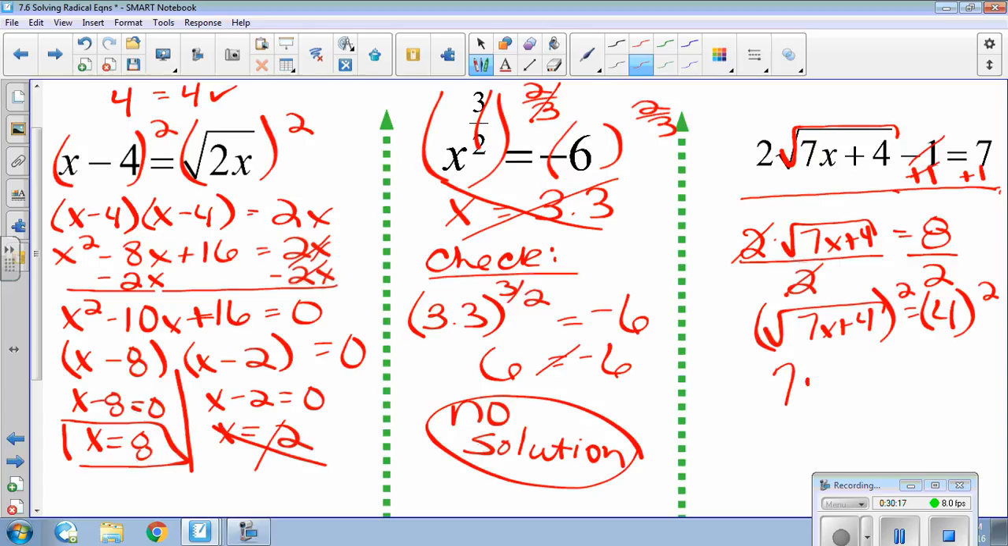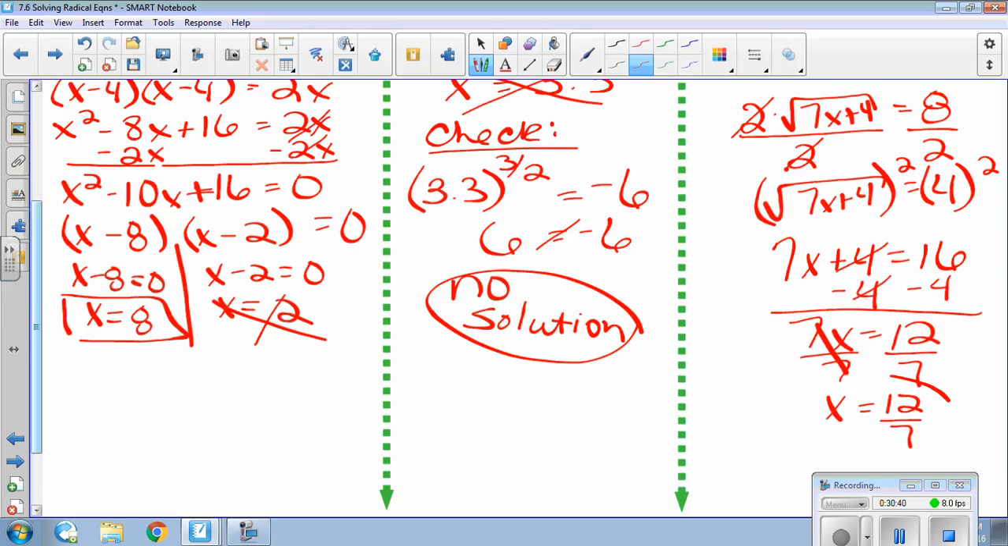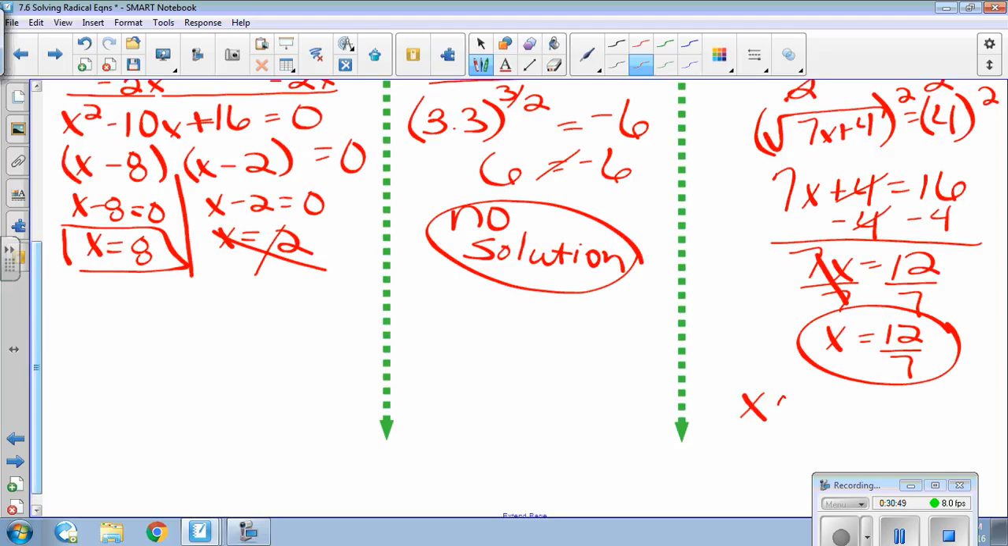So now you just end up with 7x plus 4 equals 16. And that's just a simple two-step equation. 4 squared is 16. So subtract 4 from both sides. 7x equals 12. Divide by 7, and x equals 12 over 7. Okay? And if you checked it, it would work. Now, you might have written that as a decimal, so x is approximately equal to 1.71.